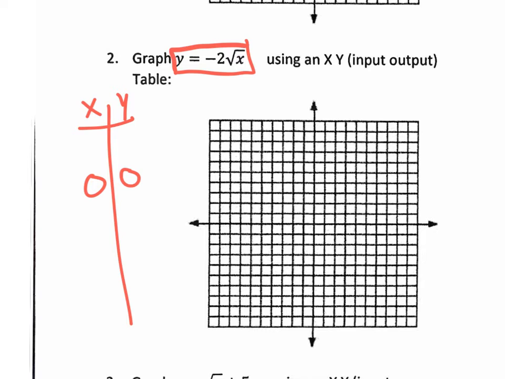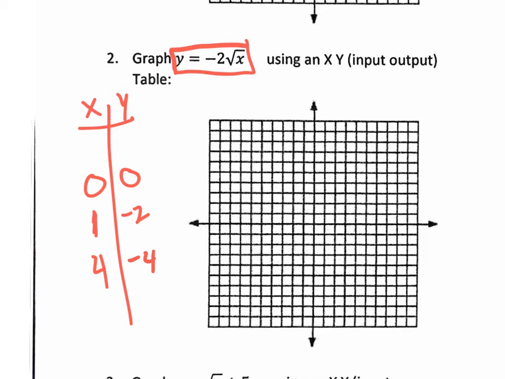Let's go to the next number. Next nice perfect square number to plug in would be what? 1, right? Because you could do the square root of 1. What's the square root of 1? 1. And what's 1 times negative 2? Negative 2. Do you guys see how if I did have an h and a k, I would still ignore it? I would get these coordinates, and then later on I would shift according to h and k. But anyway, the next perfect square number I want to plug in would be 4. And if I plug in 4 right there, the square root of 4 is 2, and negative 2 times 2 is negative 4.